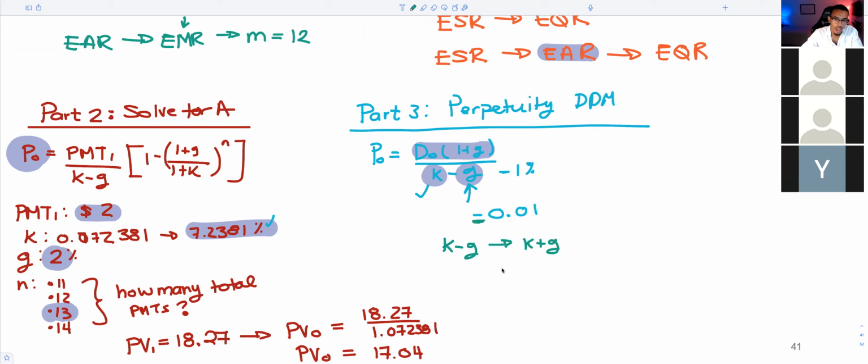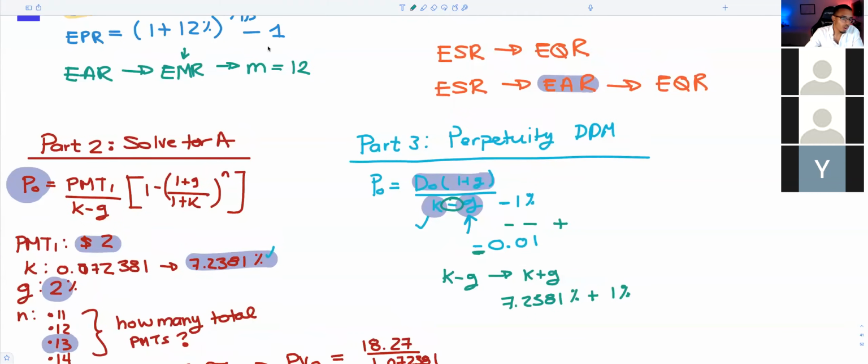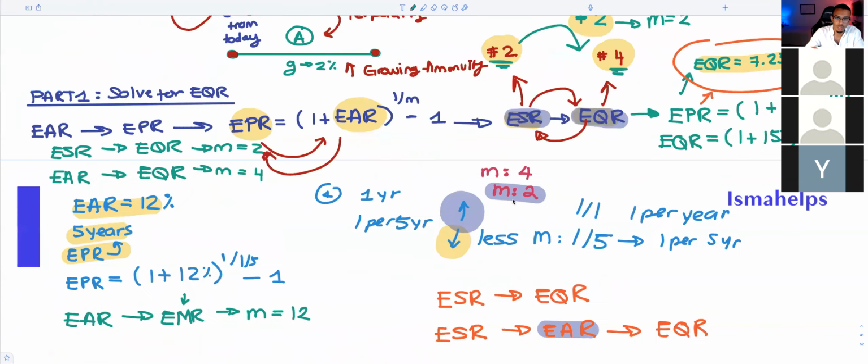So essentially, you're going to have 7.2381% plus 1%, because the minus won't work, right? A minus gives you a positive, okay? So that's what your denominator is going to be. So that's pretty awesome. And then what about your numerator? What's going to be at the top? We know that what's going to be at the top is going to be something interesting, right?